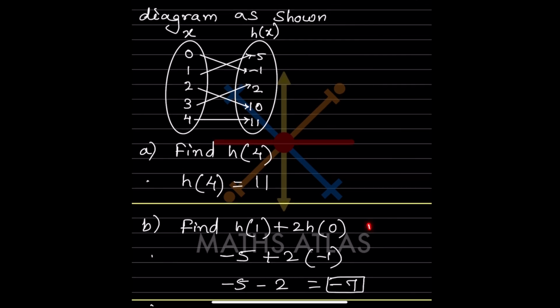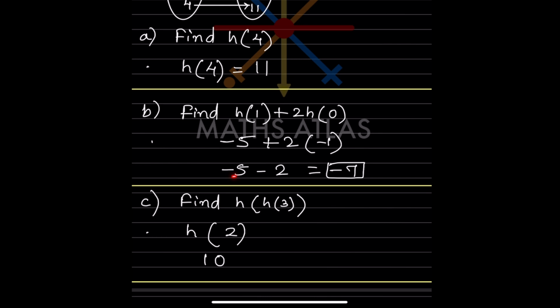Now look at the second problem. They said find h of 1 plus twice h of 0. So h of 1: you have to look at this x. It is here. What is the value of that? That is minus 5. So you will write minus 5 here, the plus as it is, and the 2 as it is. Now h of 0. What is the value of this 0? That is minus 1. So what will you do? Minus 5 plus minus becomes minus, and that is minus 7.